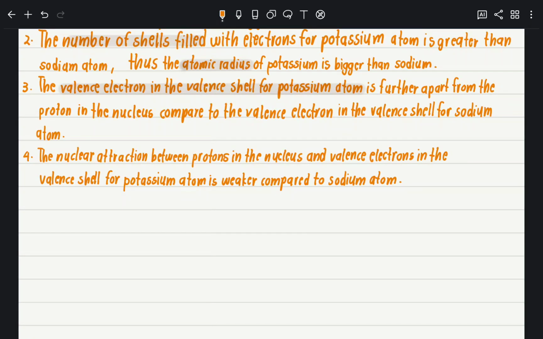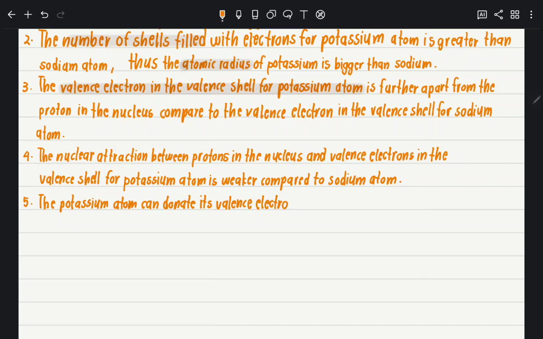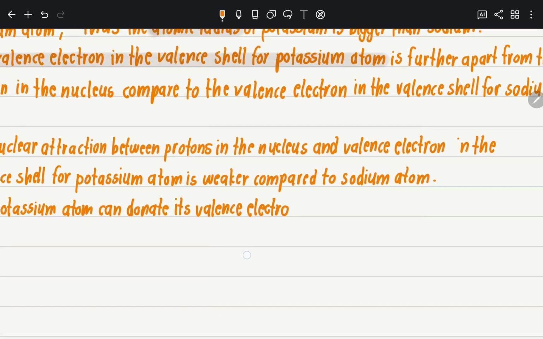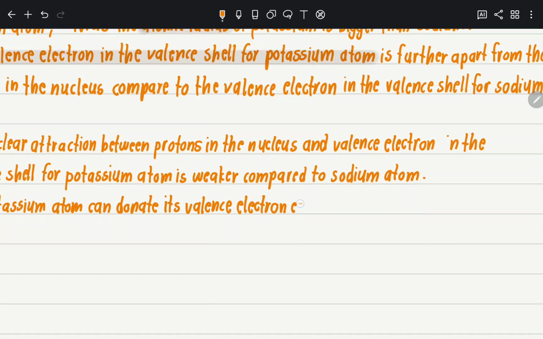Betul. So now dah talk about nuclear attraction force, then only talk about the electron. So in this case, group 1 should donate the electron. So which one is easier to donate its electron? Which one can donate its electron easier? So the potassium atom can donate its valence electron easily. Okay, don't say electrons, sebab dia ada satu valence electron saja, so no need to plural it lah. Okay, in grammar pun kena berhati-hati juga. Potassium atom can donate its valence electron easily compared to sodium atom.